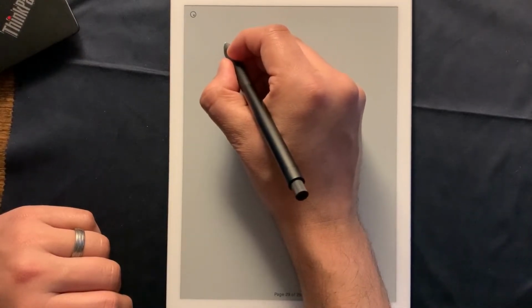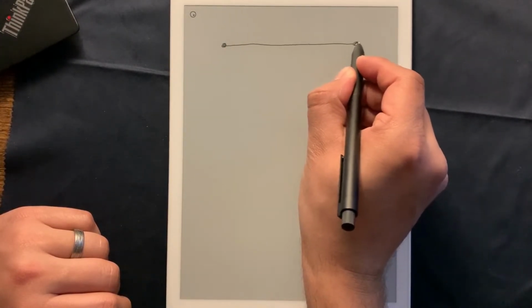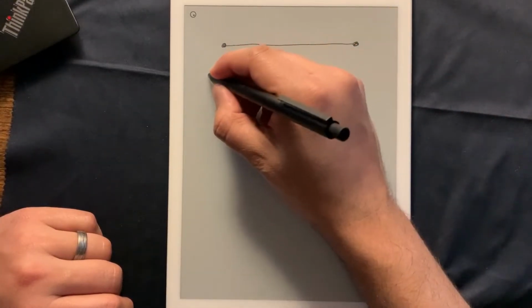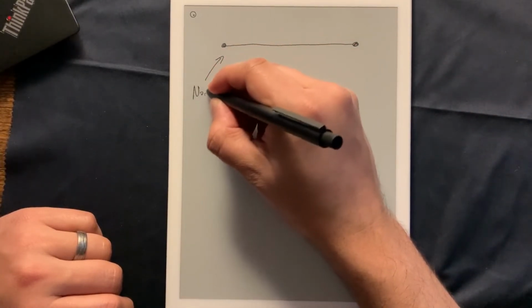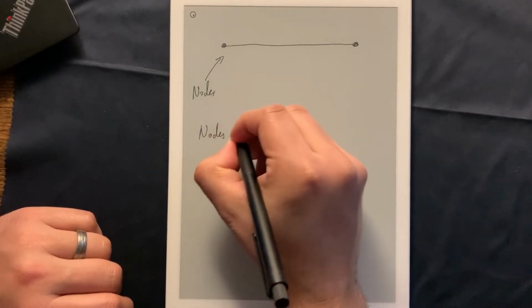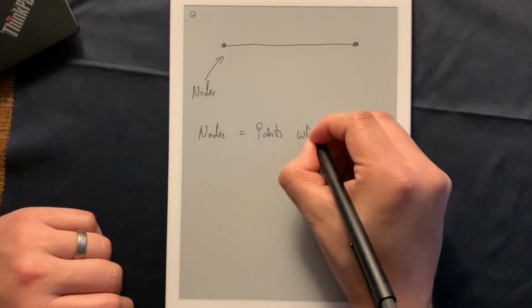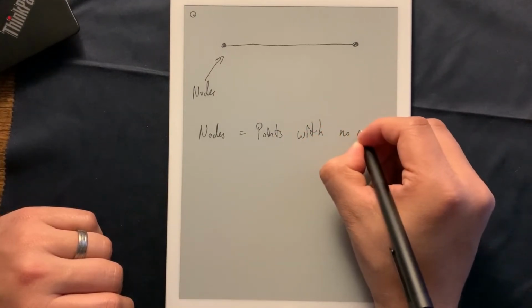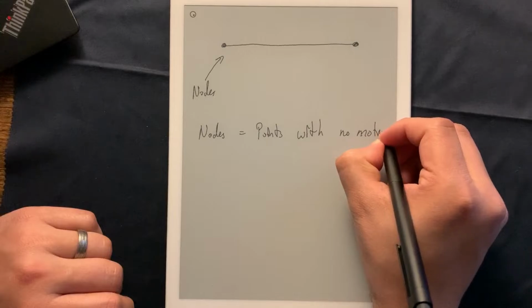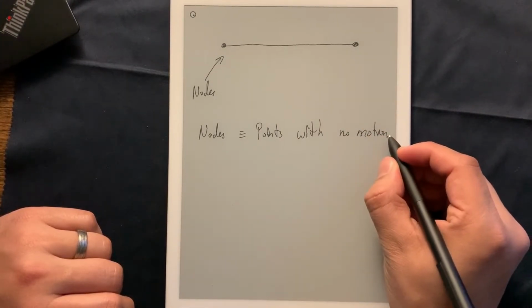Okay, so we have a string, it's fixed at both ends. So these are called nodes. Nodes, pretty much, you can just say are points with no motion. The three lines mean "defined as."